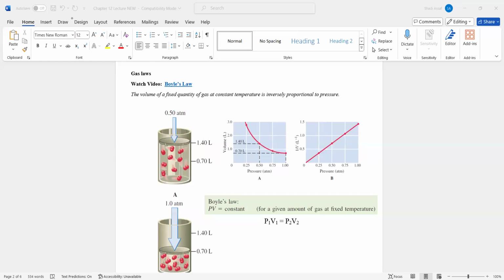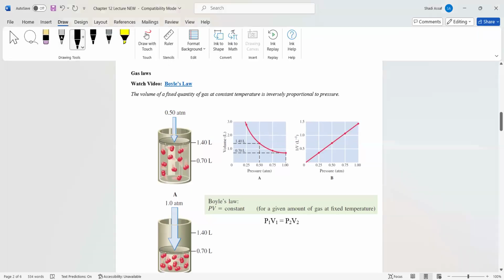So if we begin and we read the statement, it says the volume of a fixed quantity of gas. So we have V, again, with a fixed quantity of gas. Remember, quantity always means the moles, which is N. So that's fixed means it's constant, it's not changing. At constant temperature, so also T is constant, here's the key word, inversely proportional to pressure.